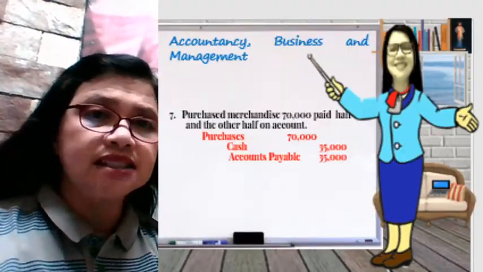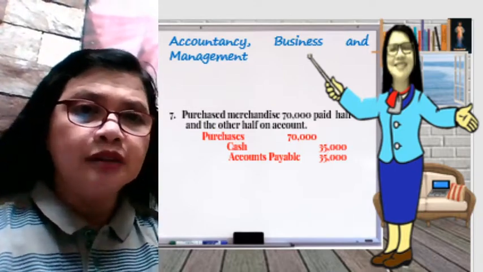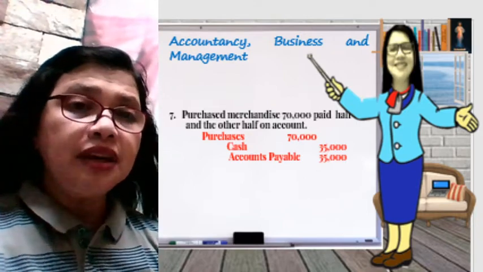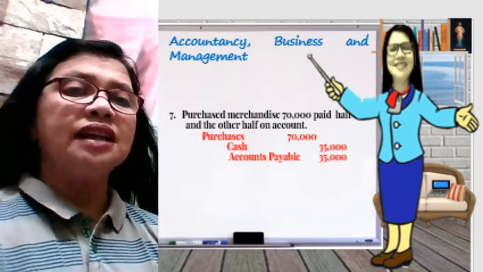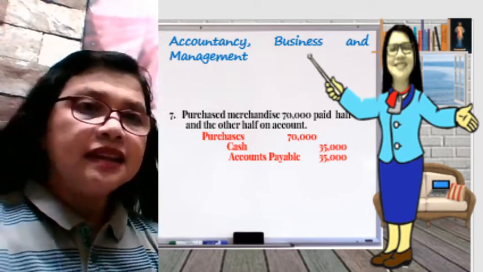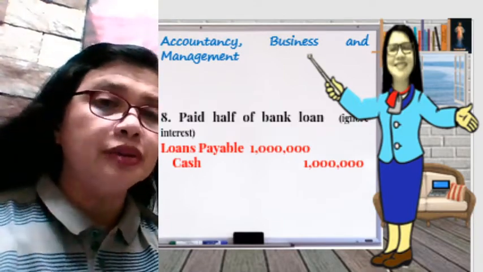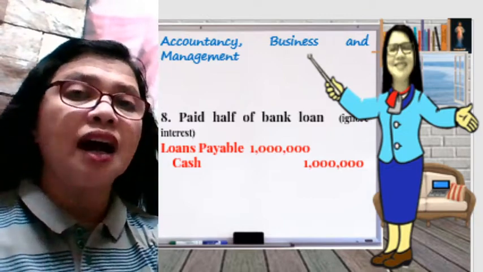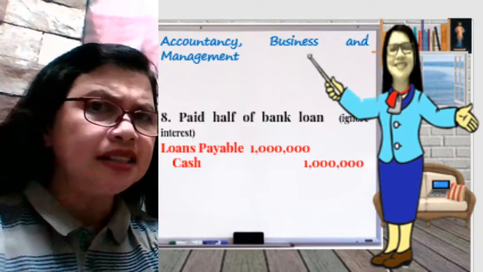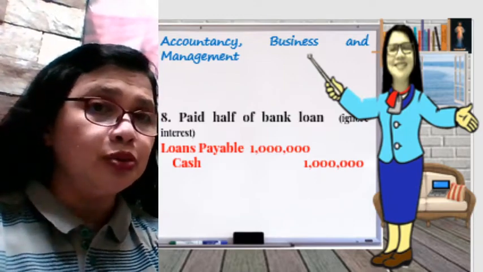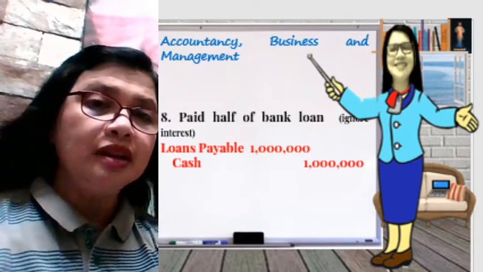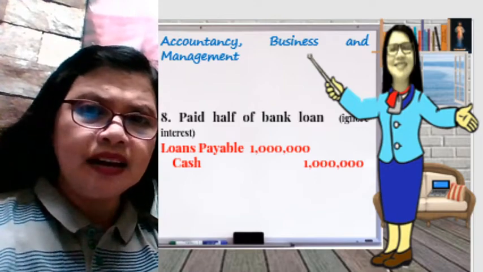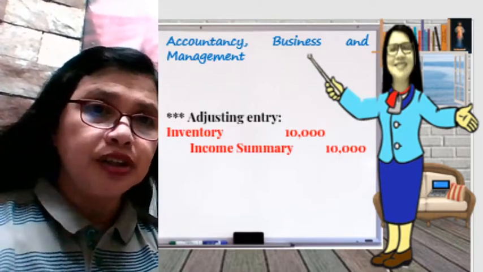But here, purchase merchandise 70,000, paid half, and the other half on account. So debit purchases, because this is a periodic inventory system, we debit purchases for 70,000 and we disburse the half, 35,000, but we recognize the accounts payable for 35,000. Next, we have paid half of the bank loan. They tell us to ignore first the interest. Okay, so loans payable 1 million, we debit it because we decrease our loans by debiting. The normal balance of loan payable is credit. To reduce your payables, what do you do again? Yes, you do a debit. So debit loans payable and credit cash because you disbursed cash when you paid the bank. Next, we have adjusting entry of 10,000 for the merchandise inventory.